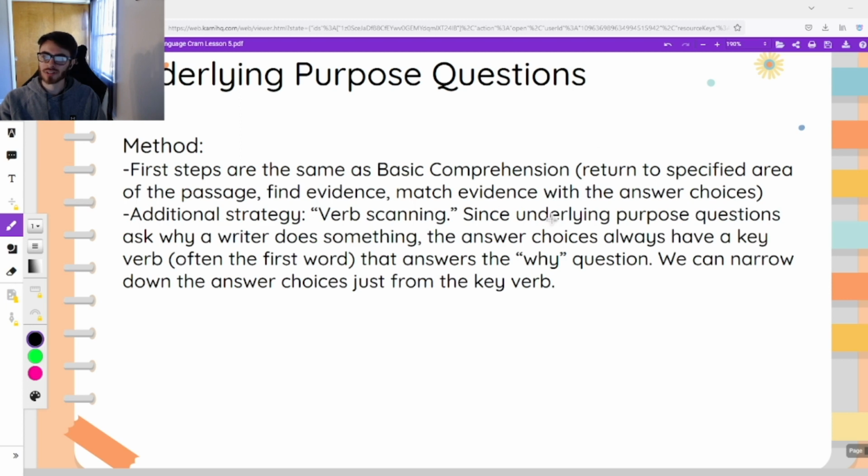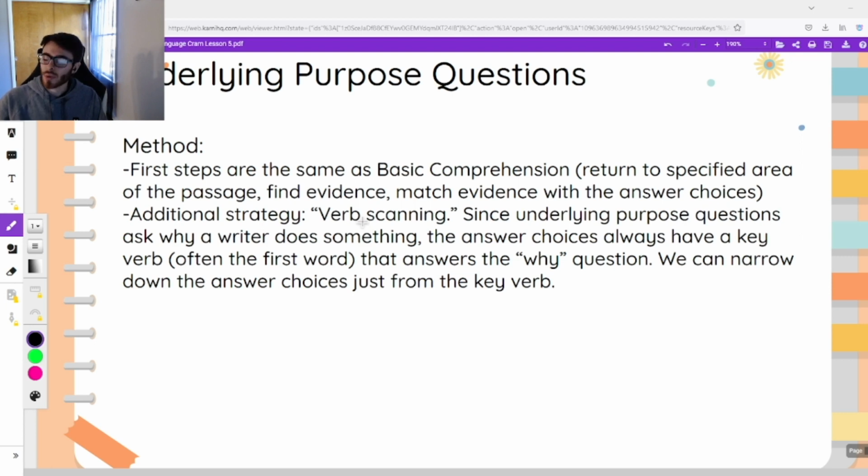Since underlying purposes ask why a writer does something, the answer choices always have a key verb, right? If you're asking why, it's going to be to do this, to do that, to achieve this, to argue that. There's always going to be a key verb that answers the why. Most of the time, not all of the time, most of the time it's the first word of each answer choice. If we can identify that key verb, we can narrow down the answer choices just from that verb.